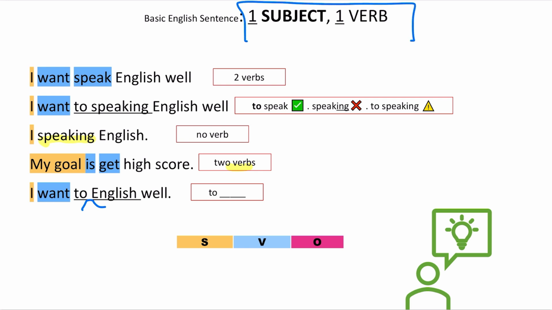Just remember, the most important thing every student should have is the main idea. A basic English sentence is one subject and one verb.